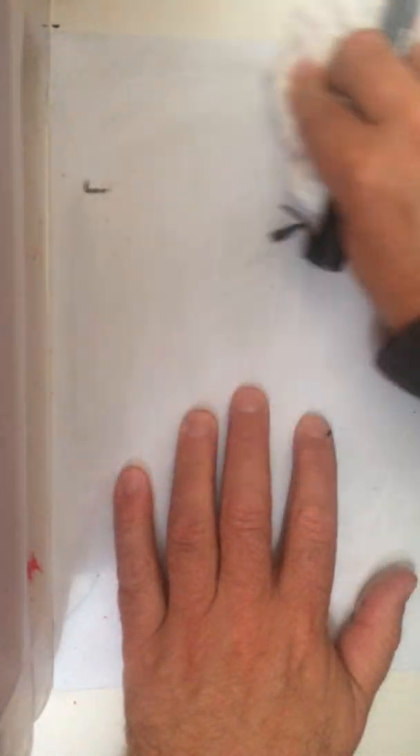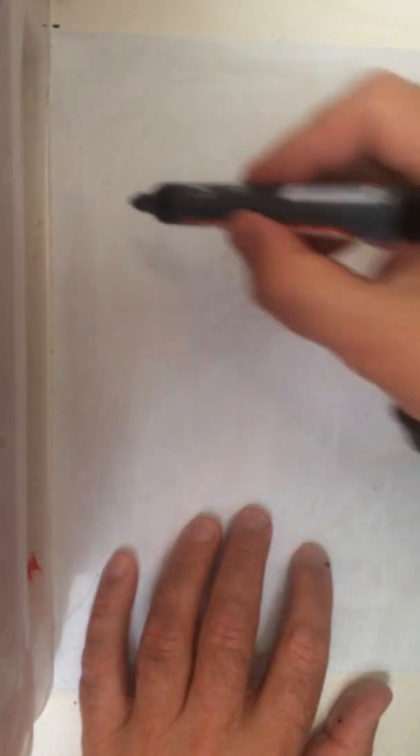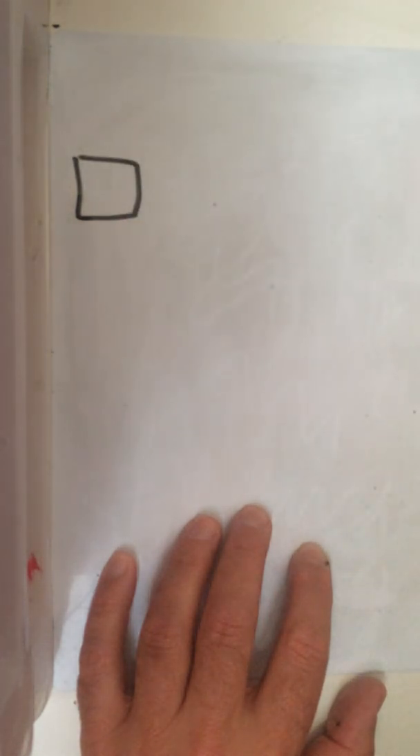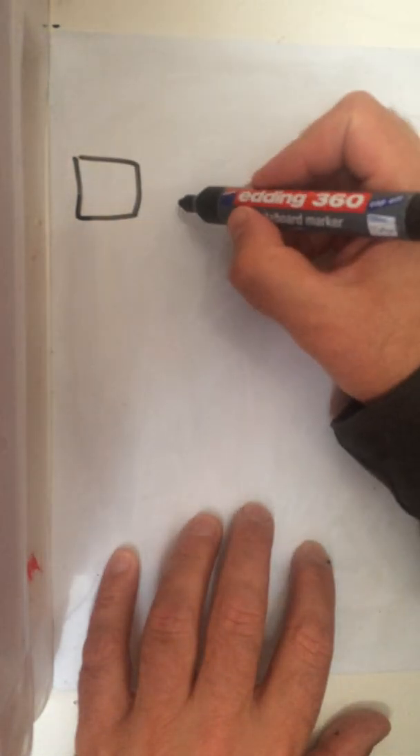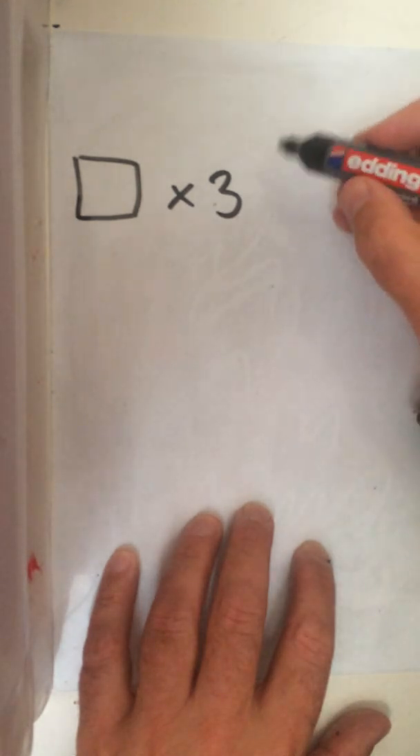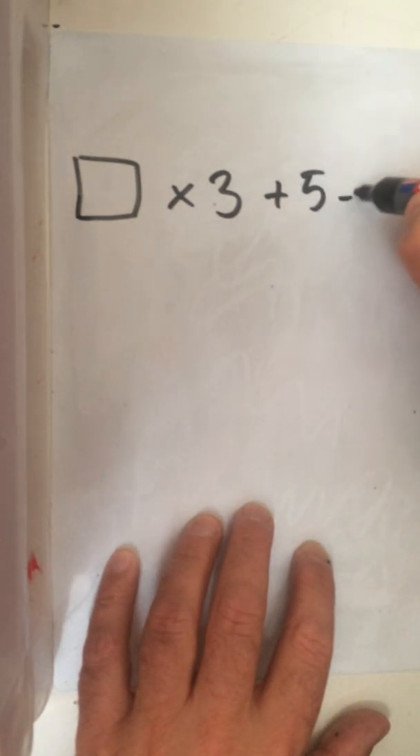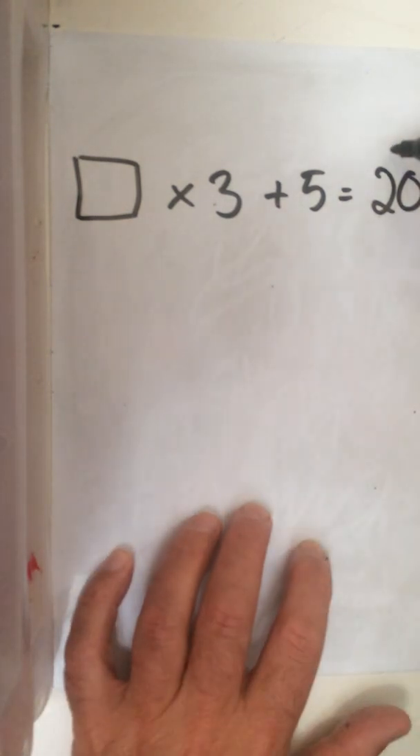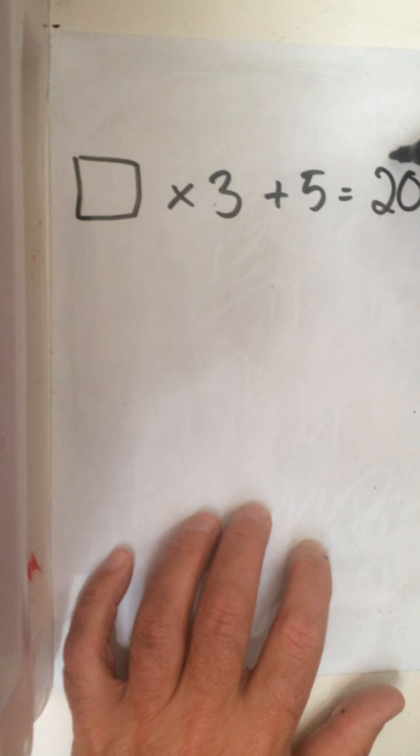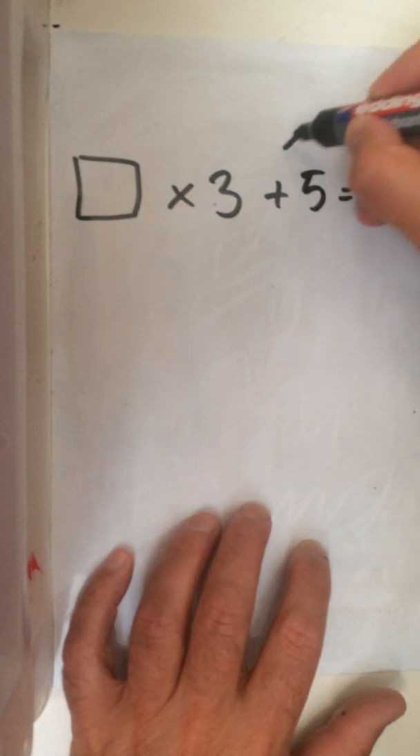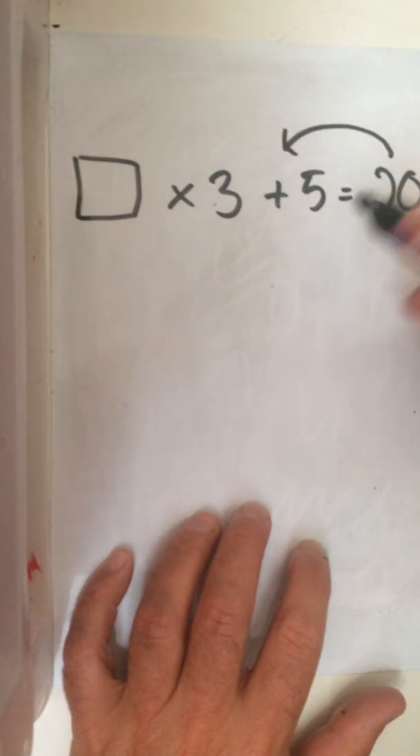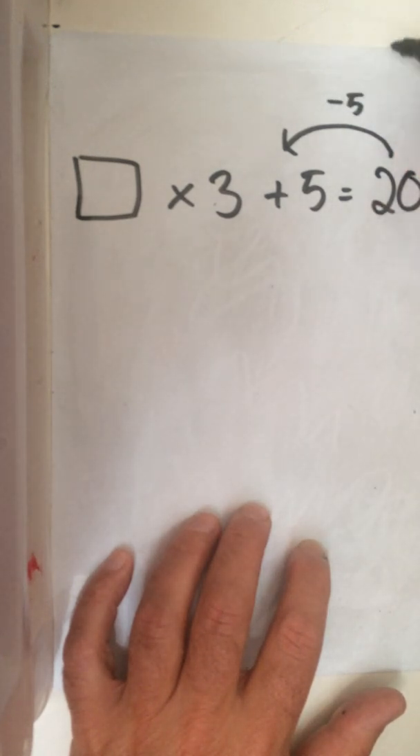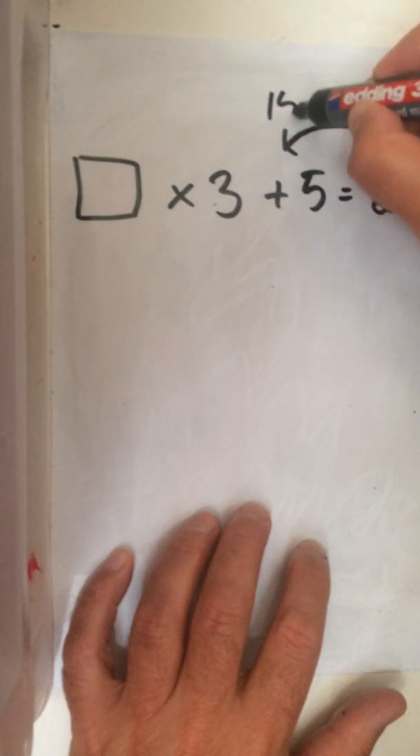Let's do one which is a little trickier. We want to find this answer here, and then we're going to times that by 3, and then add 5, and that will give us 20. Now remembering, when we go the opposite way along a sum, we do the opposite operation. So instead of adding 5, I'm going to subtract 5, okay? And 20 take away 5 is 15.